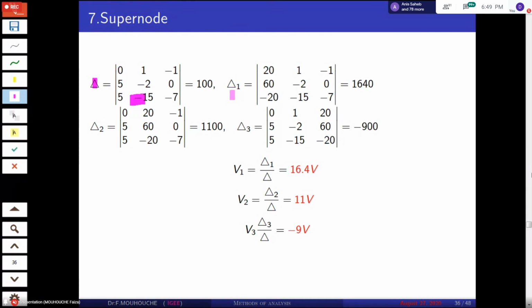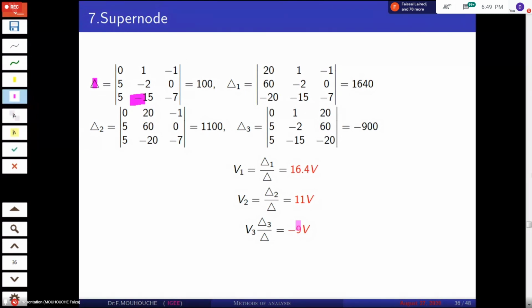And to calculate V1, which is delta 1, we delete the first column and replace it by the constants, okay? Delta 2, which refers to V2, we delete the second column and replace it with the constants, okay? And V2 equals delta 2 over common delta, and for delta 3, we delete the third column, replace it by the constants, and we have V3 equals delta 3 over the common delta, okay? And we have V1, V2, and V3.